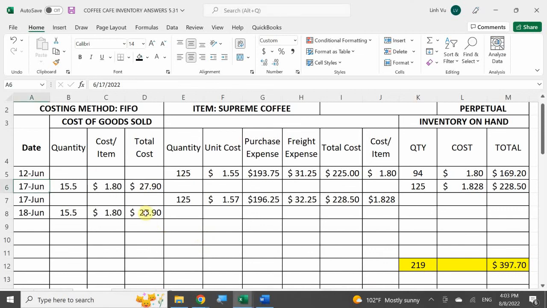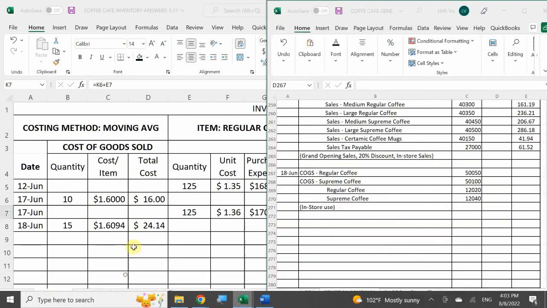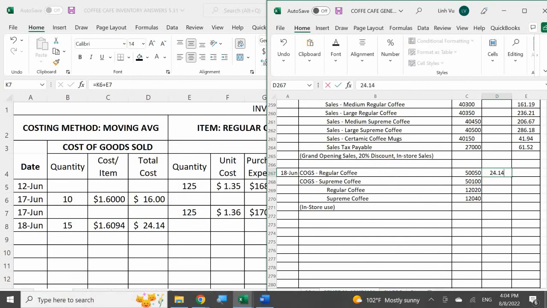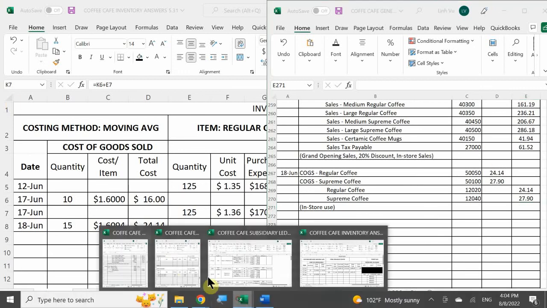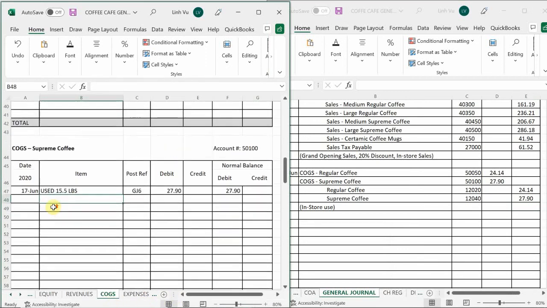So in this case, we used up $27.90 of my Supreme with $24.14 of my regular. So again, 24.14 for my regular, 27.90 for my Supreme. Okay. And again, you still have in-store use. Then we go back to the general ledger and update those. Yes, so cost of goods sold first.